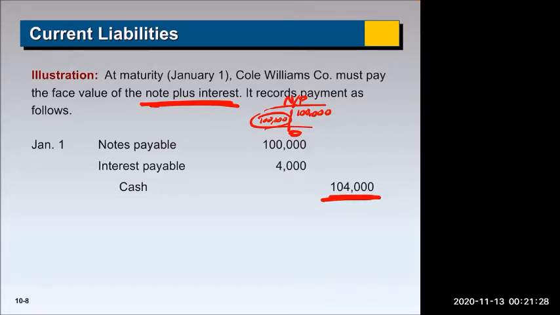Okay, makes sense? Sure it does. Sorry about that matching principle thing. I'd written the revenue recognition principle, but we're talking about expenses, so it's the matching principle.